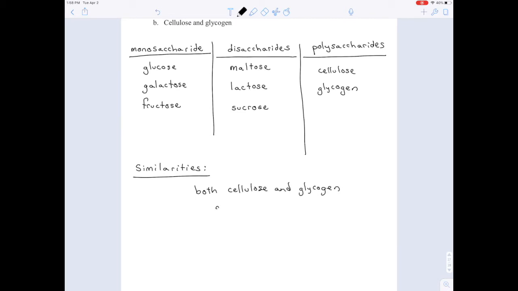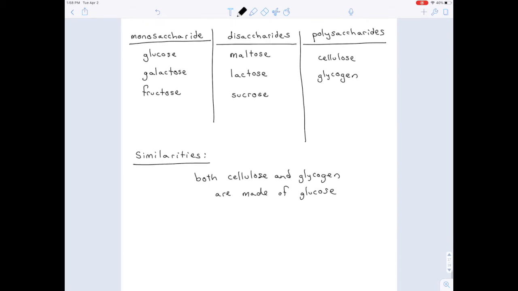are made of glucose. So both of them are just really, really long chains of hundreds of thousands of glucose rings. Cellulose and glycogen, both. So that's what they have in common. How about differences? They're different in several ways.